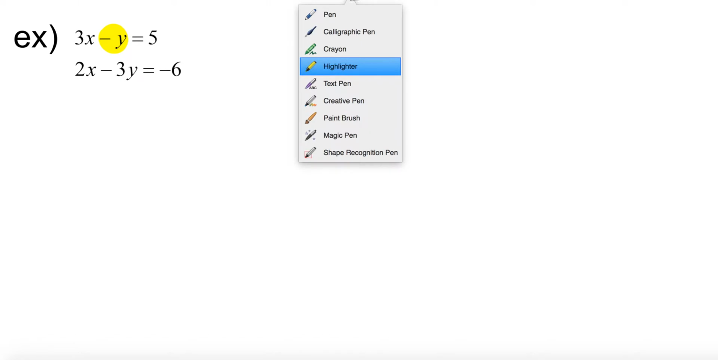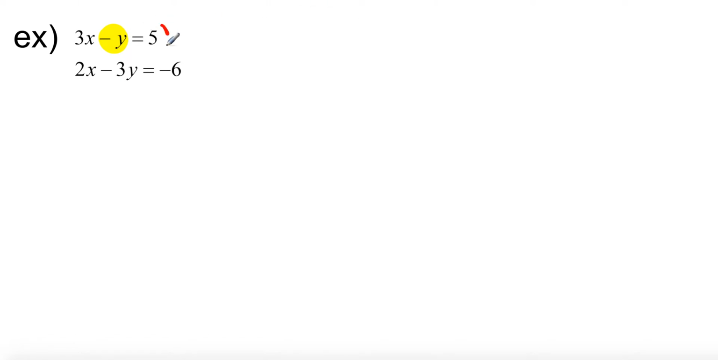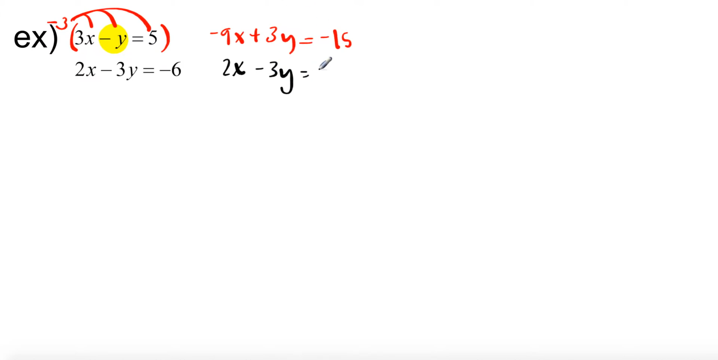So what I'll multiply my first equation by is just a negative 3. Multiply all the way through, that gives me negative 9x plus 3y equals negative 15. I'm going to rewrite my second equation right underneath my red equation. 2x minus 3y equals negative 6. And now that I've manipulated the first one, I'm ready to add these two together.